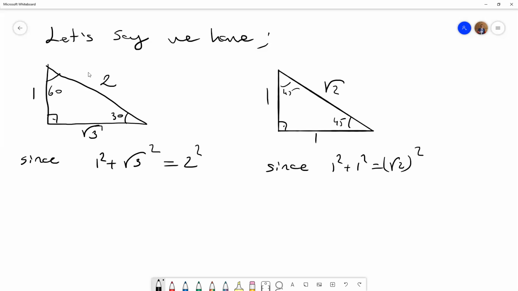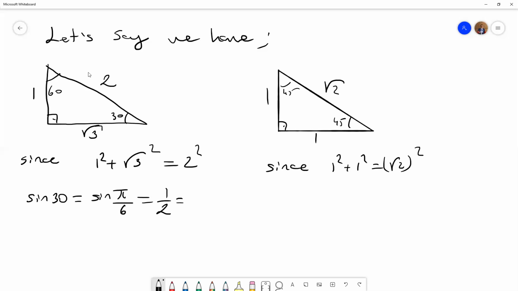And now we know that sine 30 degrees is equal to sine P over 6. So it is 1 over 2. How can we know that?